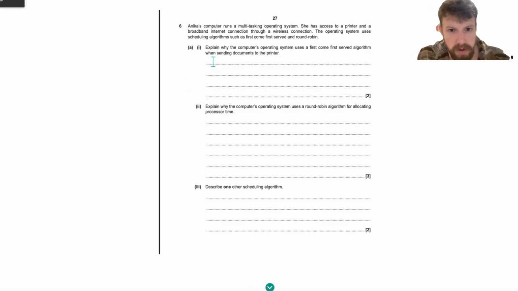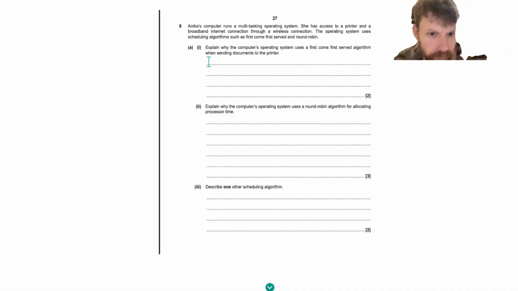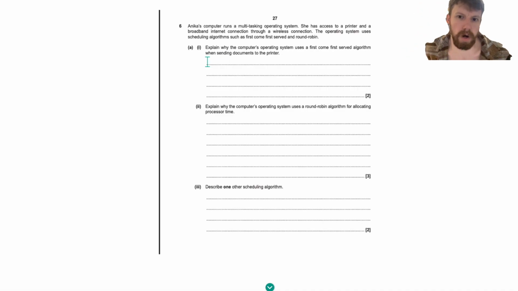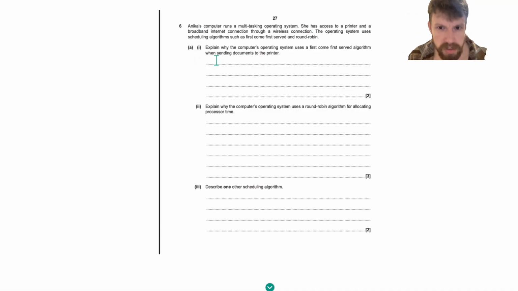So let's have a little look. So we've got a multitasking operating system. She has access to a printer, and a broadband internet connection through a wireless connection. The operating system uses scheduling algorithms such as first come, first serve, and round robin. Okay, explain why a computer's operating system uses first come, first serve when sending documents to a printer.